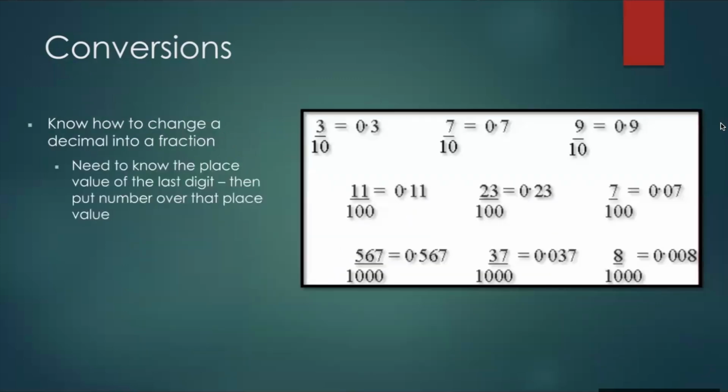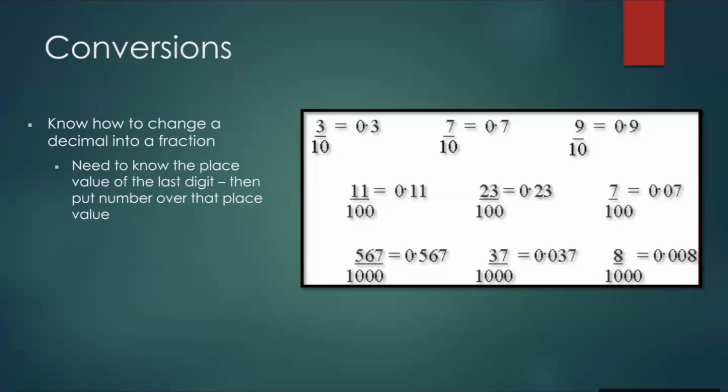Right, next is conversions. You must know how to change a decimal into a fraction. You need to first know the place value of the last digit, then put that number over that place value. Over on the right in the image, if we start with the first one, we have 0.3. It's written backwards, but we can start with the decimal first. 0.3. That 3 is in the first place after the decimal, which is the tenths place. So we can put that 3 over 10, and that's how you get your fraction.